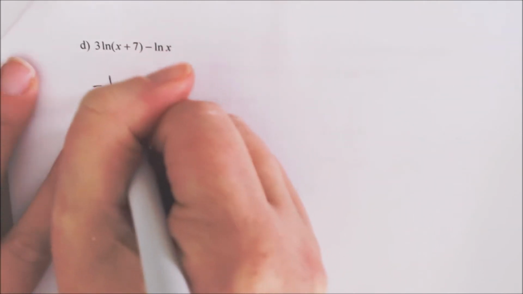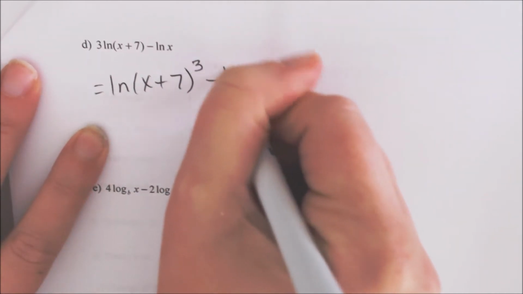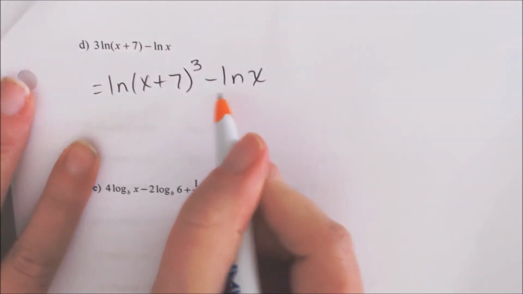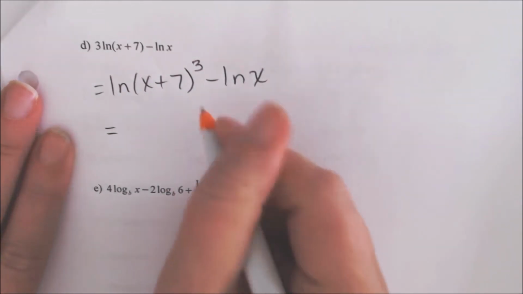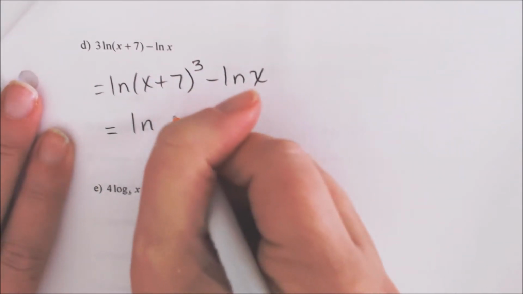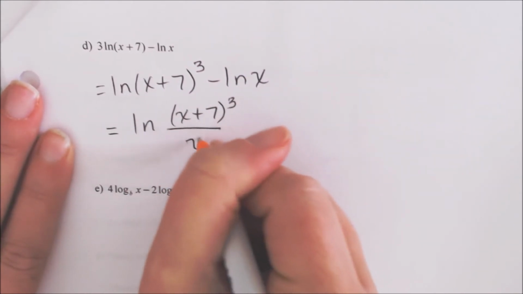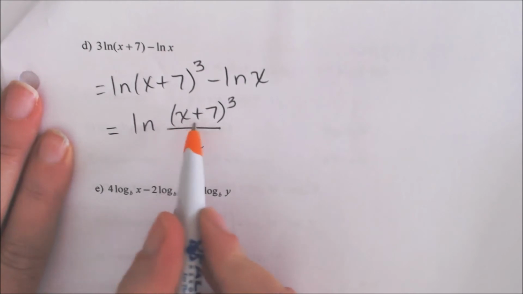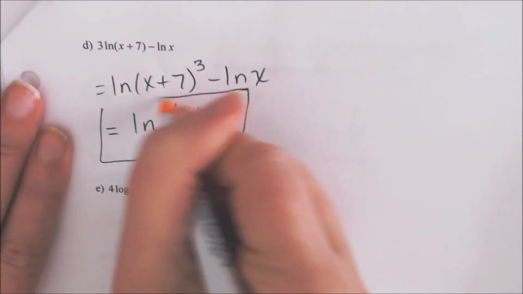So we're going to have natural log of (x plus 7) to the 3rd power minus the natural log of x. And because these are being subtracted, we're going to use the quotient rule to write it as a fraction. So we're going to have the natural log of (x plus 7) to the 3rd over x. So my argument is (x plus 7) to the third all over x. And that would be fully condensed.